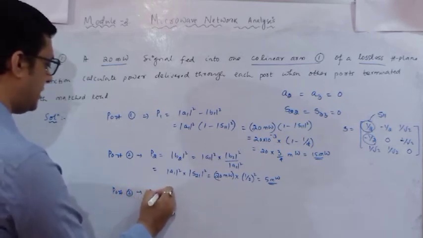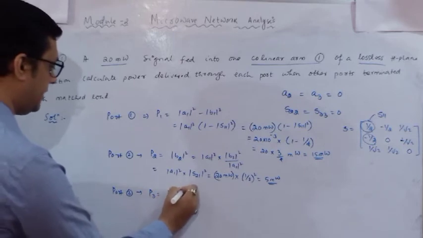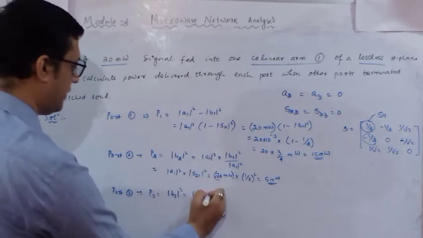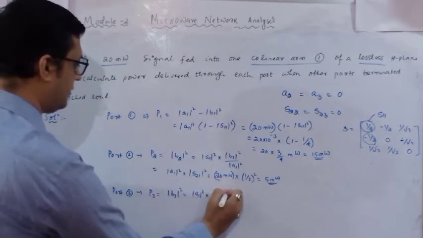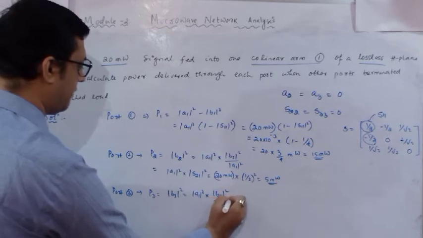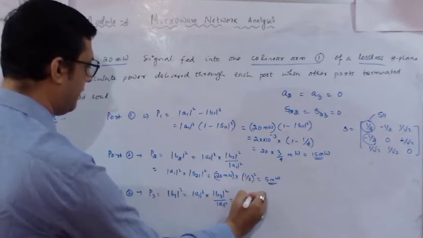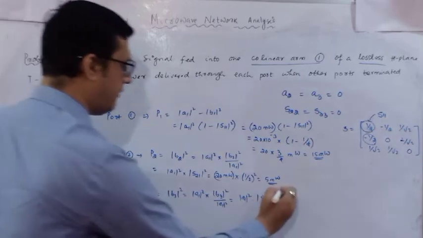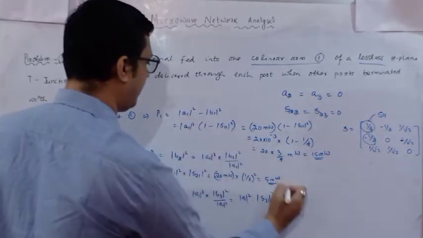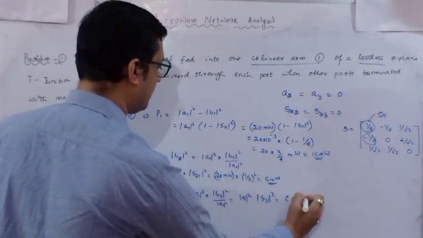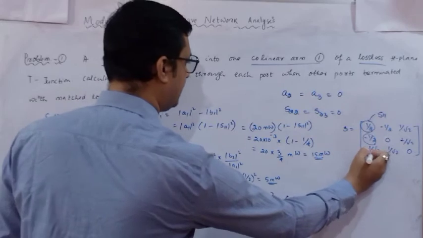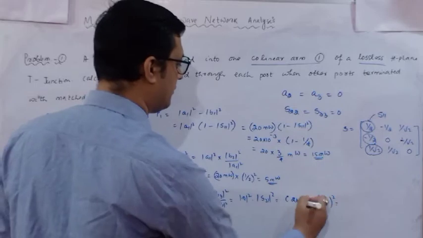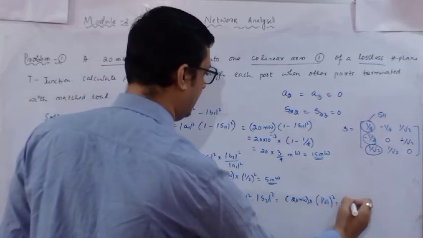So I will write P3. It is nothing but B3 square. I have to form a relation with respect to port 1. So it is mod A1 square into B3 square divided by mod A1 square, which is mod A1 square into S31 square. So A1 square is how much? 20 milliwatt. And S31 is how much? 1 by root 2, 1 by root 2 whole square. So here it is 10 milliwatt.